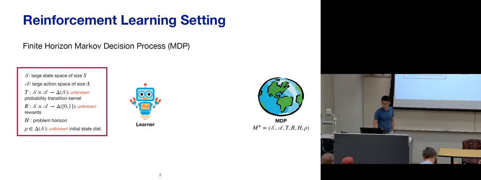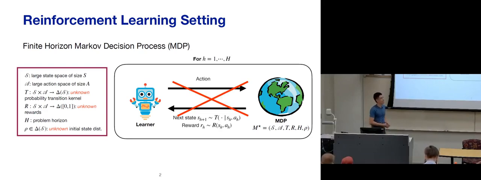the learner. Normally, the learner interacts with the environment through online interactions, which means that at every step the learner submits an action to the environment, and the environment returns the next state, sampled according to the transition distribution, and a reward sampled from the reward function. But sometimes, in some environments, the learner cannot interact with the MDP or the environment directly.